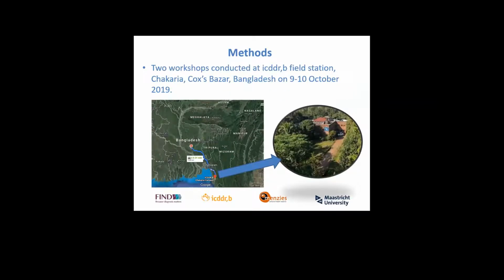So the two workshops were conducted at the icddr,b field station in Chakaria, which is 350 kilometers away from Dhaka and located in Cox's Bazar district. The training itself was conducted on 9 and 10 October 2019. Next slide, please.